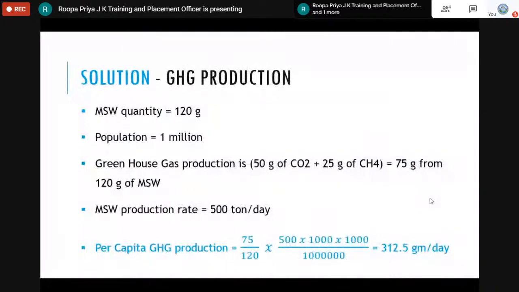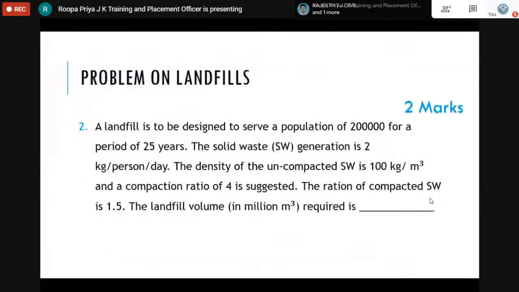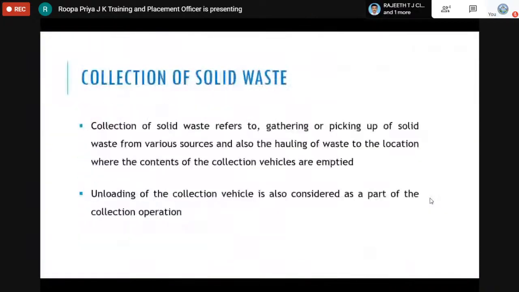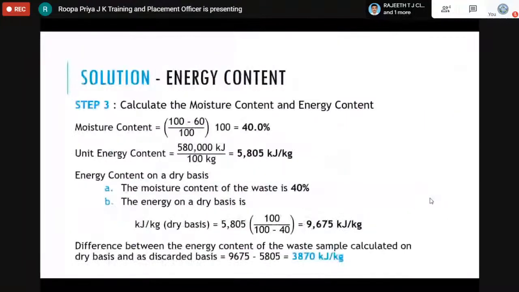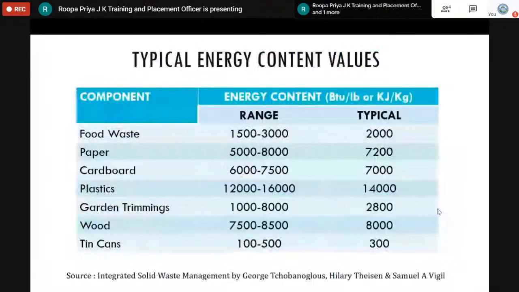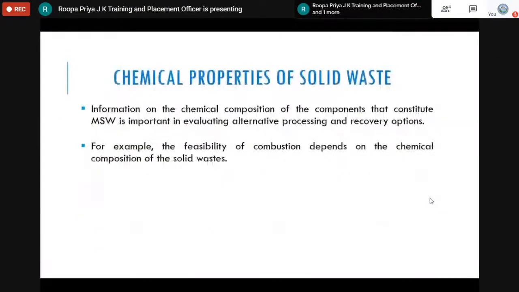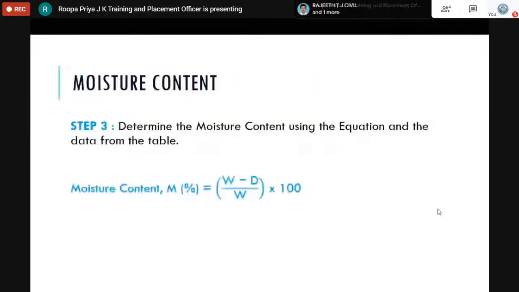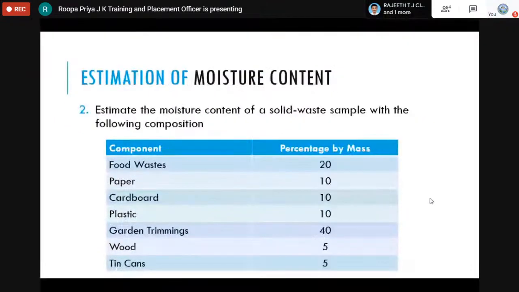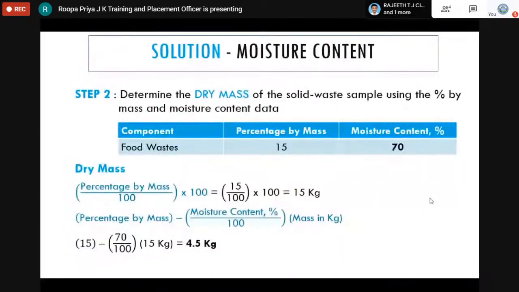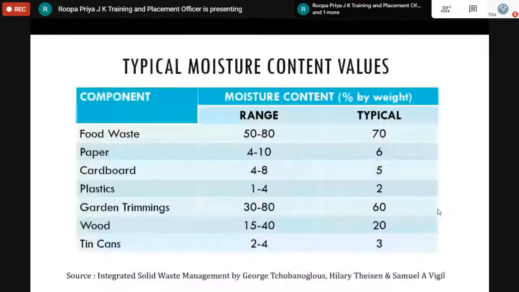And to quickly take you through all the questions which we solved, a quick wrap up. We had the physical property, a quick wrap.